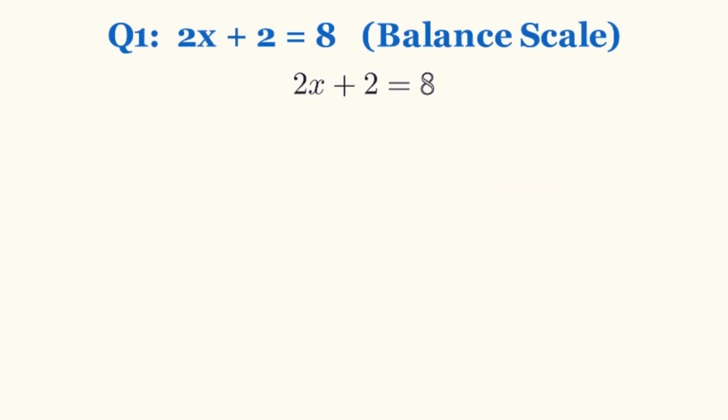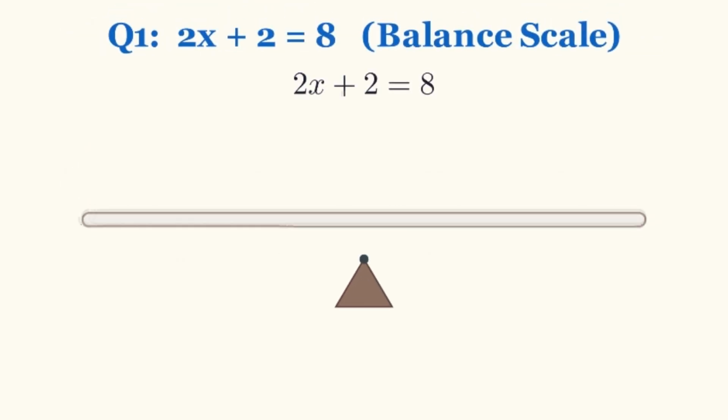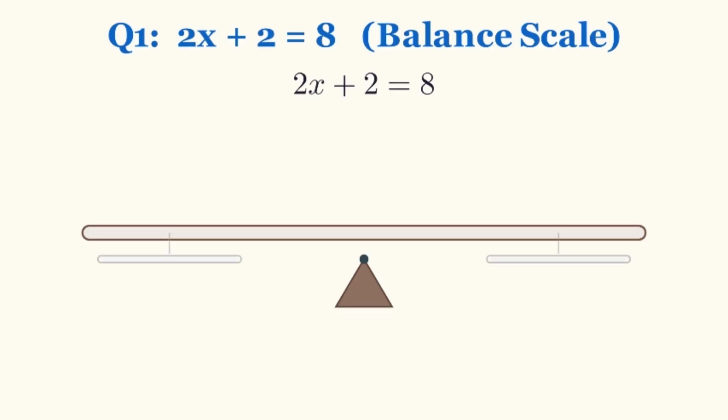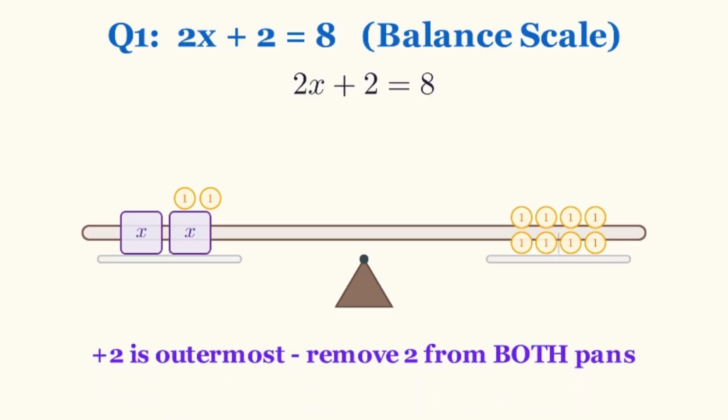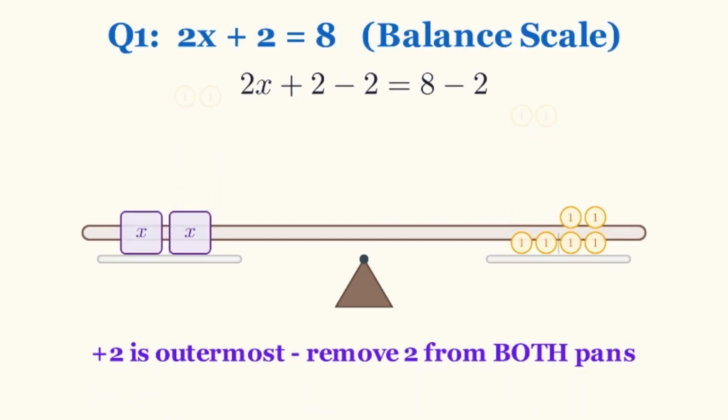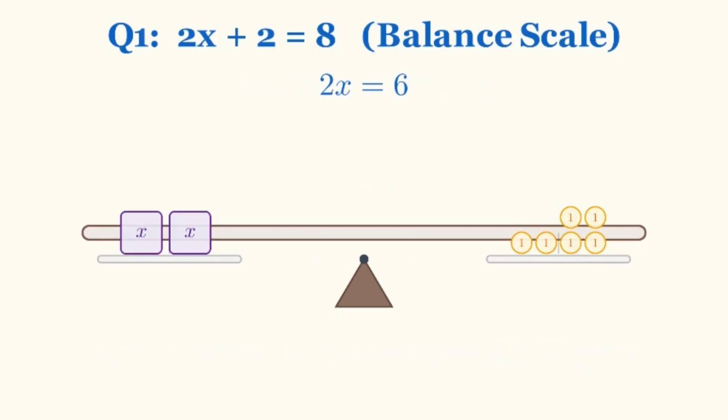Let's start. 2x plus 2 equals 8. Think of it as a balance scale. On the left, 2 mystery boxes, each one is x, and 2 coins. On the right, 8 coins. The scale is perfectly balanced. Which operation is outermost? The plus 2. So we remove 2 coins from both pans. Take 2 off the left and 2 off the right. The scale stays level. Now we have 2x equals 6.